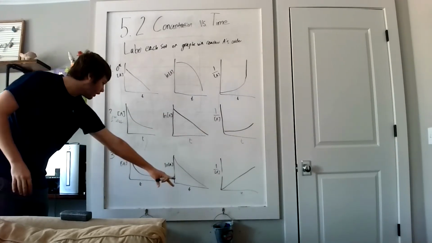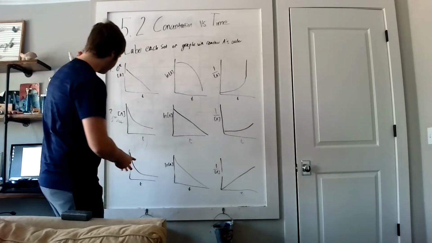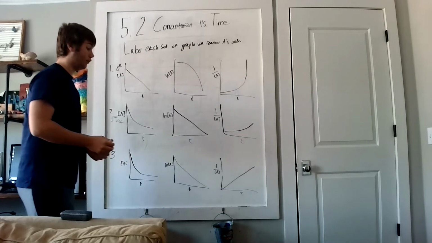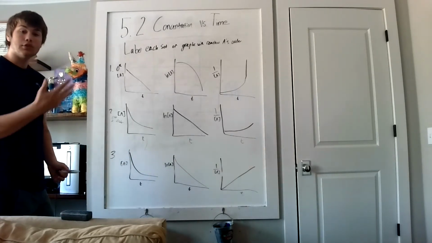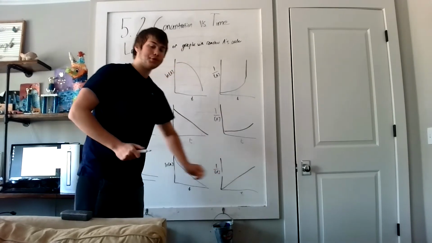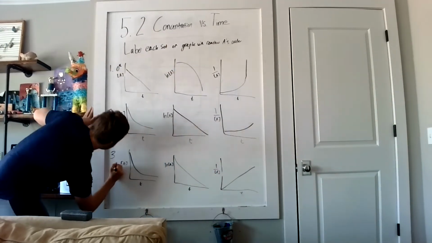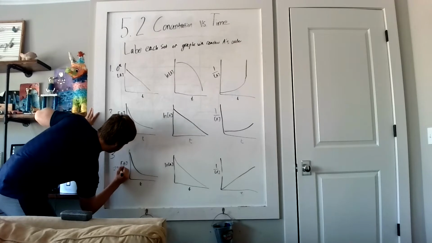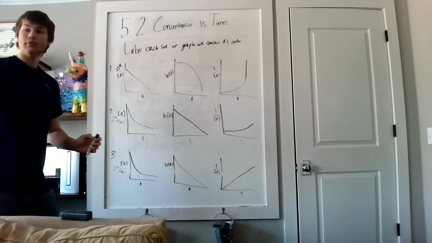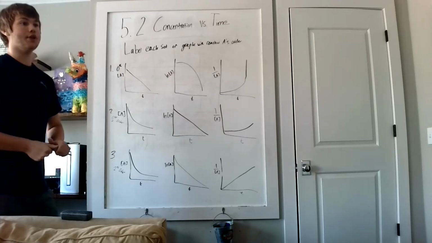For the third set of graphs, we have concentration of A, natural logarithm of concentration of A, and 1 over concentration of A, where only the reciprocal of the concentration of A is linear, and that denotes a second order reaction, where concentration of A is squared in the rate equation.